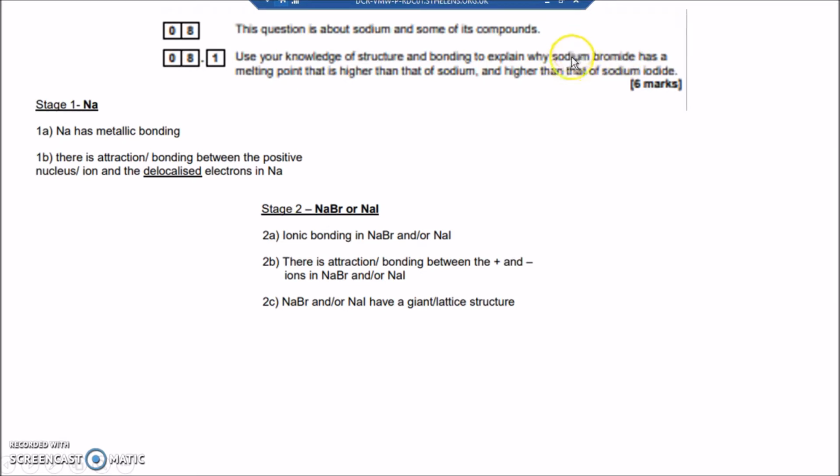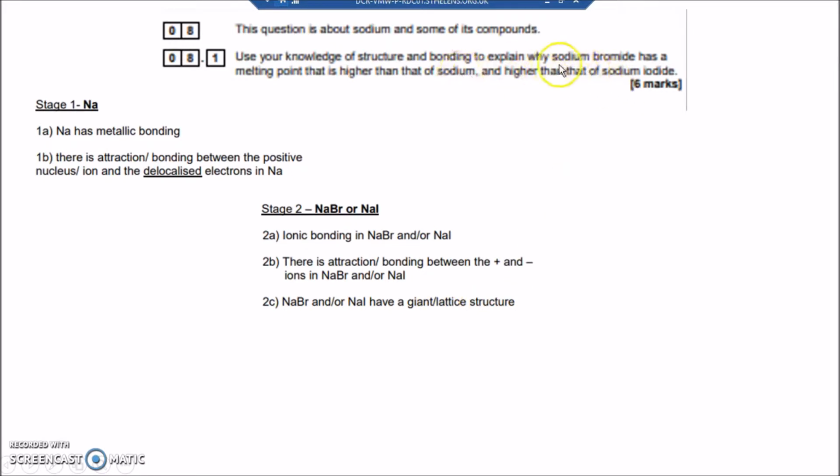So the sodium atom gives an electron to the Br. So this becomes Na plus and this becomes Br minus. There's going to be attraction between the Na plus and the Br minus ions. And the similar kind of thing happens in sodium iodide. That becomes Na plus I minus, and they form a giant ionic lattice, a large ionic lattice.